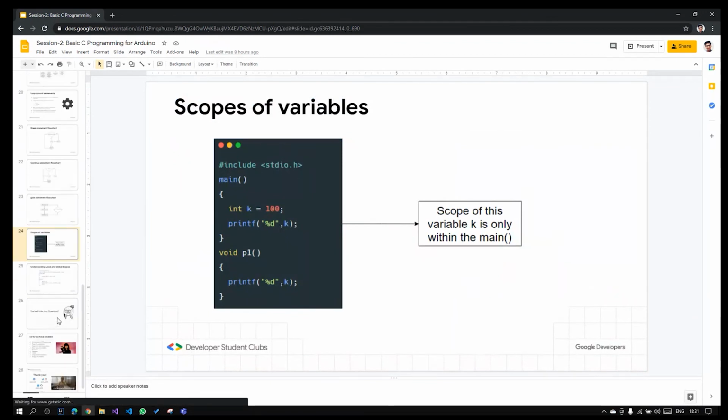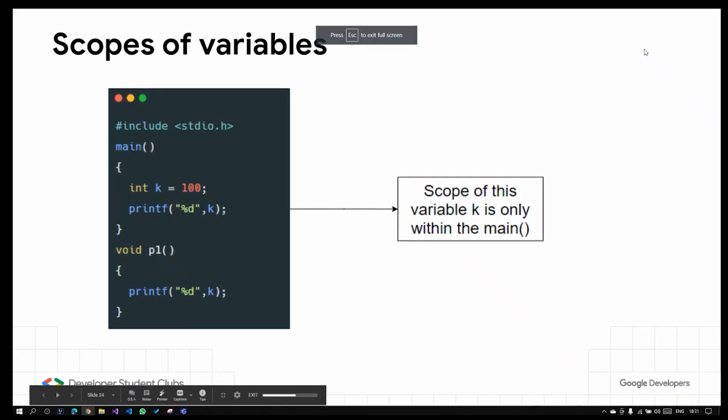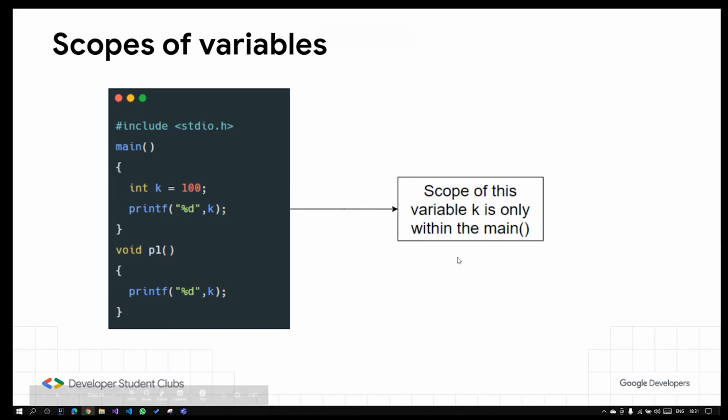So now we'll be seeing the scope of variables. Scope of variables is a very important concept, because the scope of a variable k is only within the main function here. Scope basically defines the lifetime of a particular variable, where that variable can be accessed, whether it can be accessed inside particular braces, or whether that variable can be accessed even outside those braces.